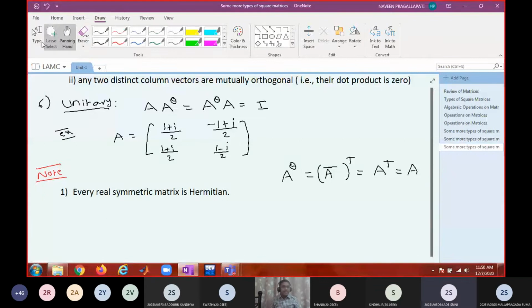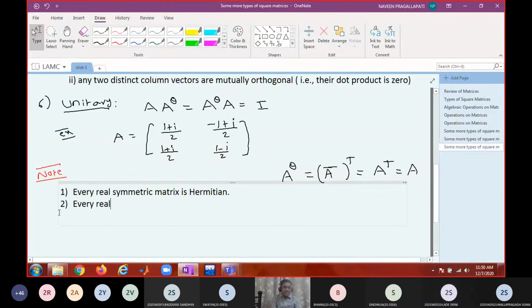Yes. Right. So in a similar way, can I say that every real skew symmetric matrix would be a skew Hermitian matrix?